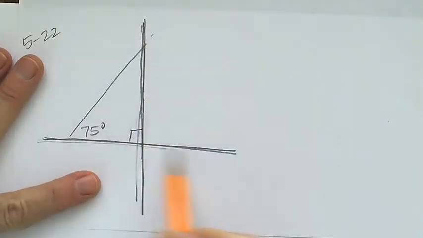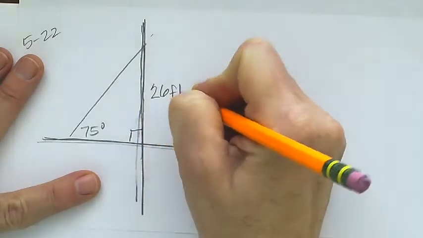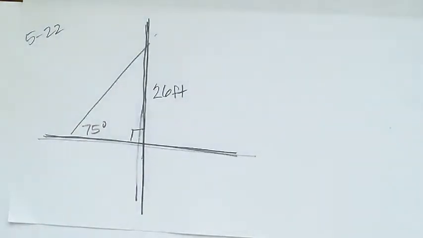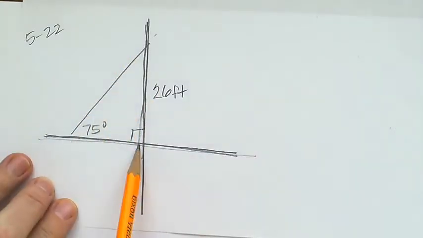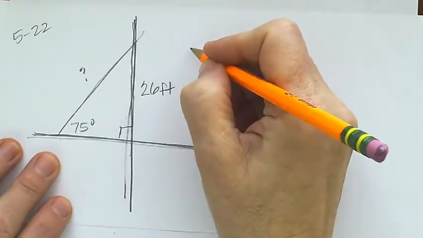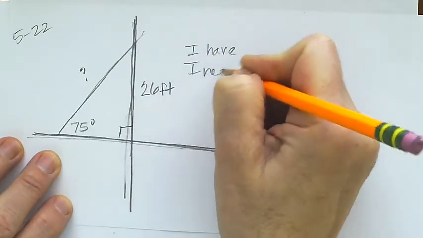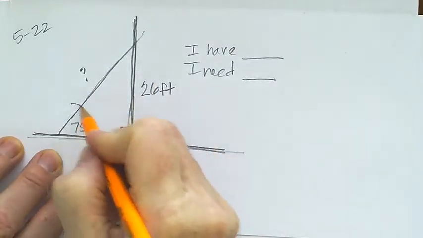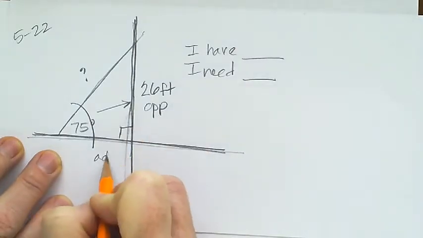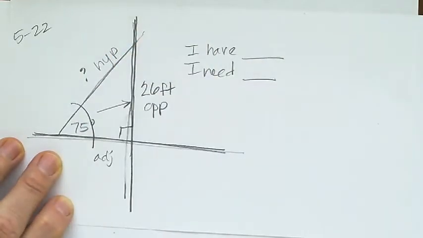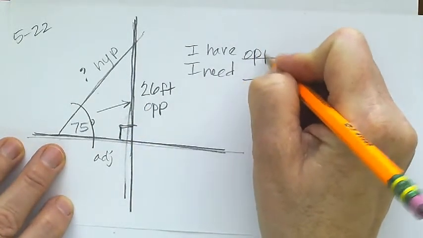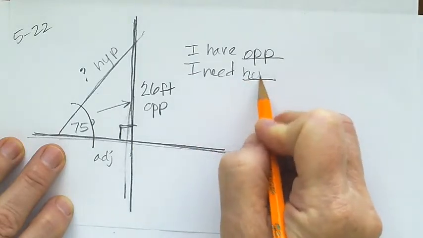The height is always perpendicular to the ground, so the height would be right here. And we are trying to figure out how long the ladder needs to be. So we're trying to figure out the length of the ladder. Is this the length of the ladder? No, the hypotenuse is the length of the ladder. So this is what we're looking for. So this is going to be I have and I need. And I'm going to start with my angle arc. Draw my arrow. This is my opposite. This would be my adjacent. This would be my hypotenuse. Hypotenuse is always my longest side, the one that's across from 90 degrees. So I have my opposite, and I need my hypotenuse.